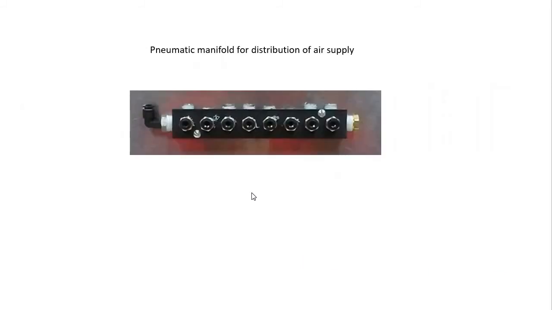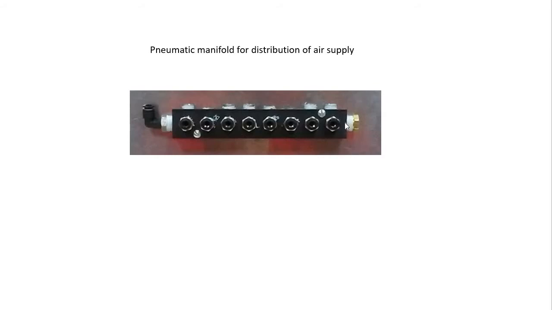Here is our pneumatic manifold for distribution of the air supply. And you can see that this end right here is where you would connect your supply air. It would then go down, and all this is a square block that has been drilled out and obviously tapped so we can connect fittings to it. So that's what you see here in all these positions.